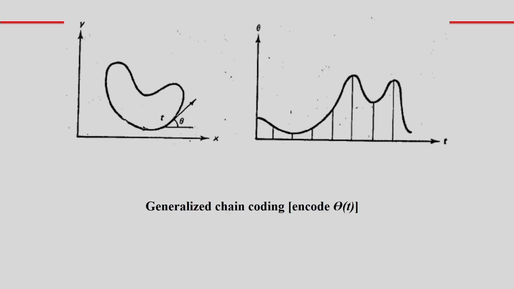In this case I am considering a generalized chain coding. Here I am considering the angle theta and the perimeter t, so I have to encode theta t. For different angles I can determine theta t, and this curve shows theta versus t, where t is the perimeter and theta is the angle. So this is the generalized chain coding: I am just plotting theta versus t.